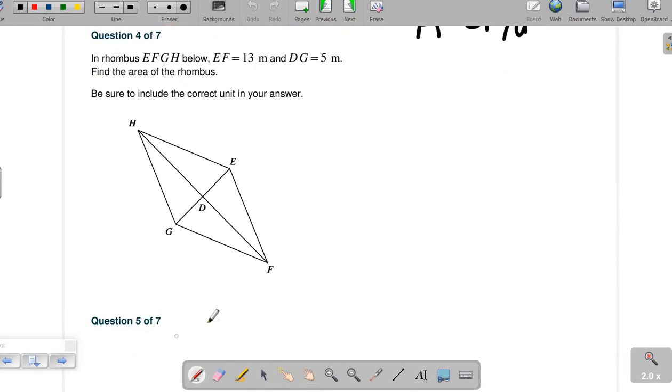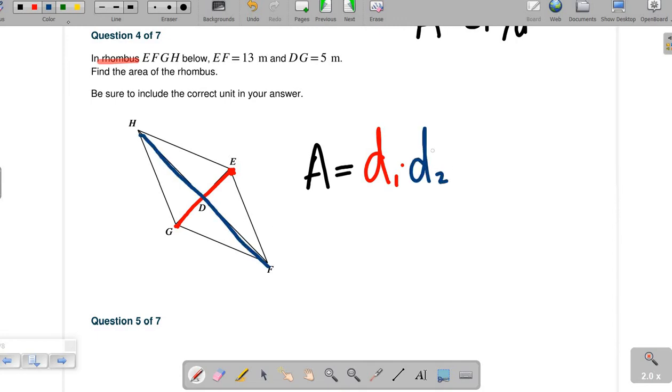It says find the area of the rhombus below. Before I do anything else, let's write the area equation for a rhombus. Area equals one diagonal length times the other diagonal, first diagonal times the second diagonal over 2.